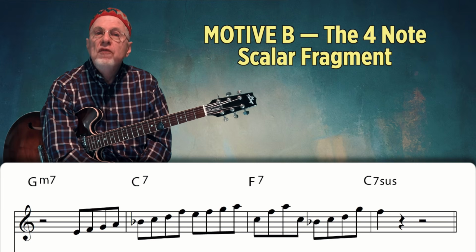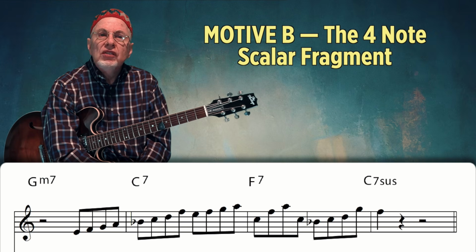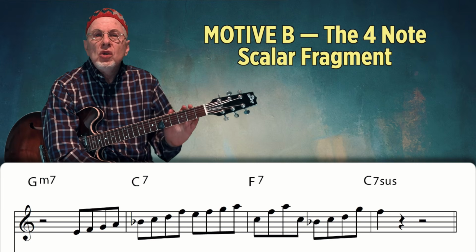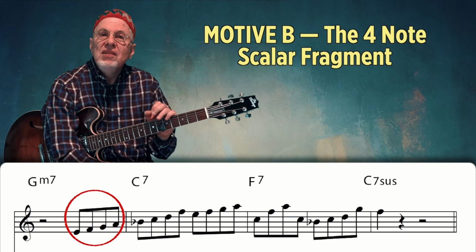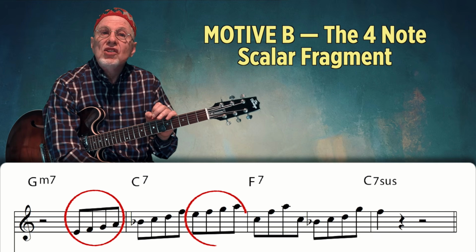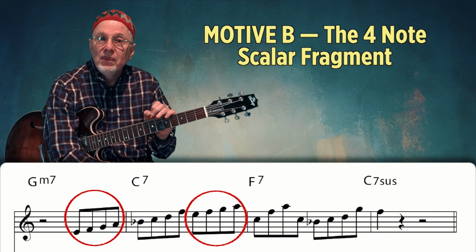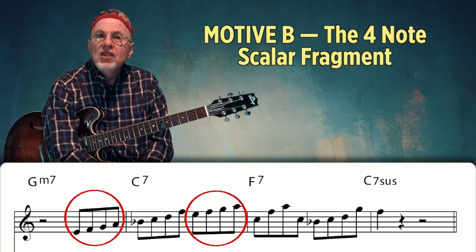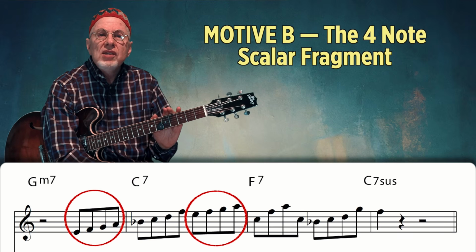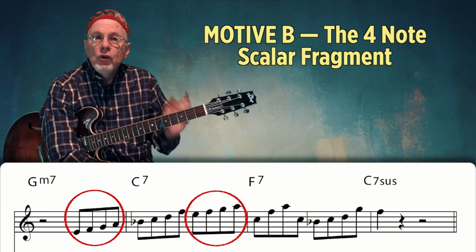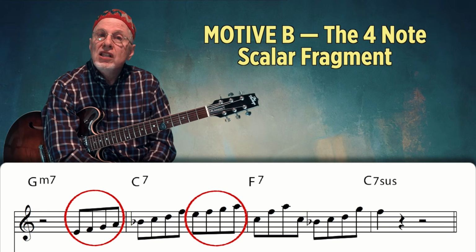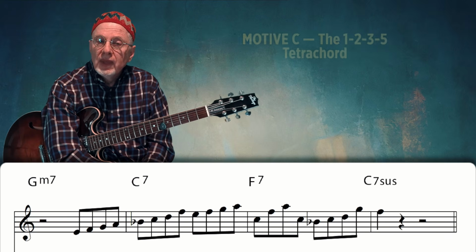Next we have motive B, the 4-note scalar fragment. Motive B is a short, energetic scalar climb. Here you find it in measure 9 and in the second half of measure 10. And we are going to find that this scalar fragment is always a subcomponent of a larger phrase. But before you hear it in context, I want to define a few more.